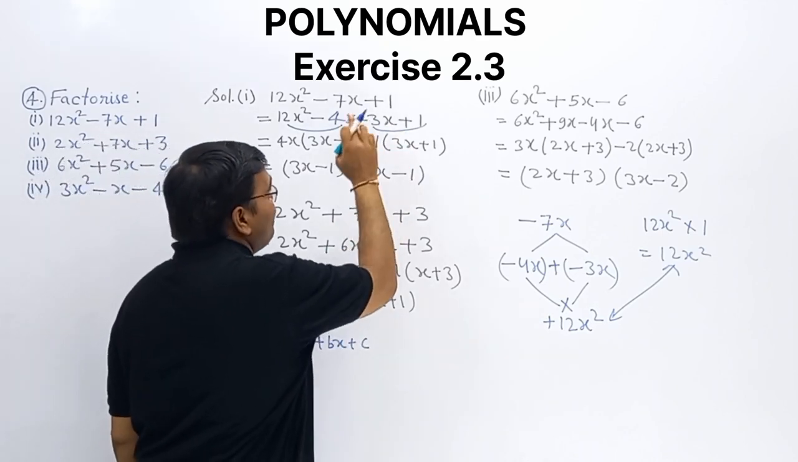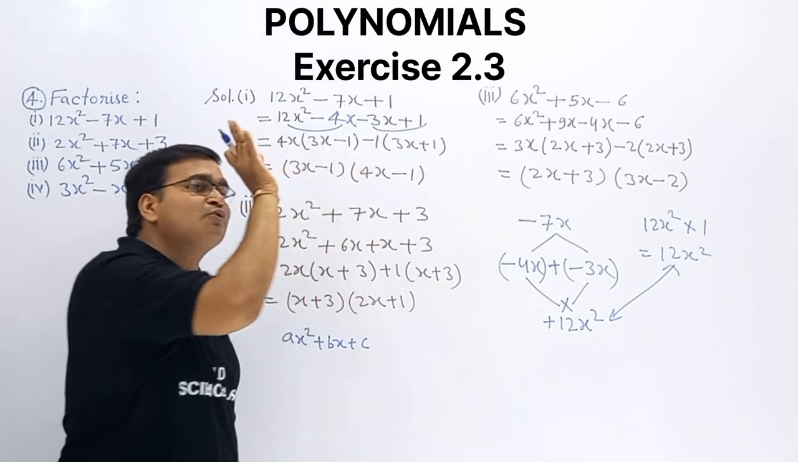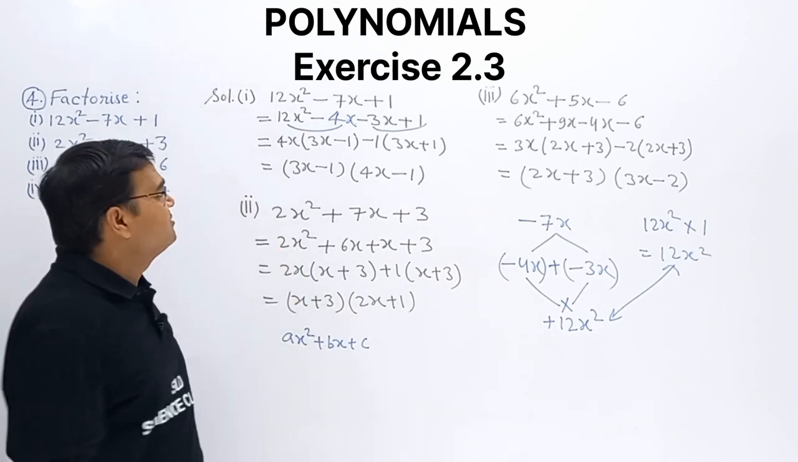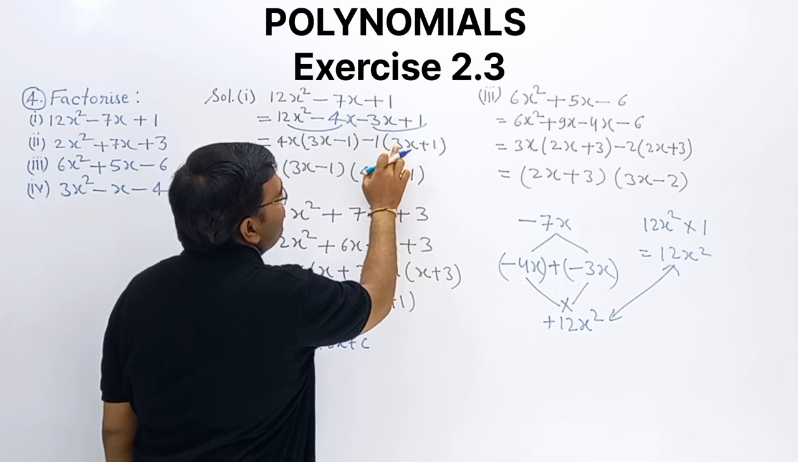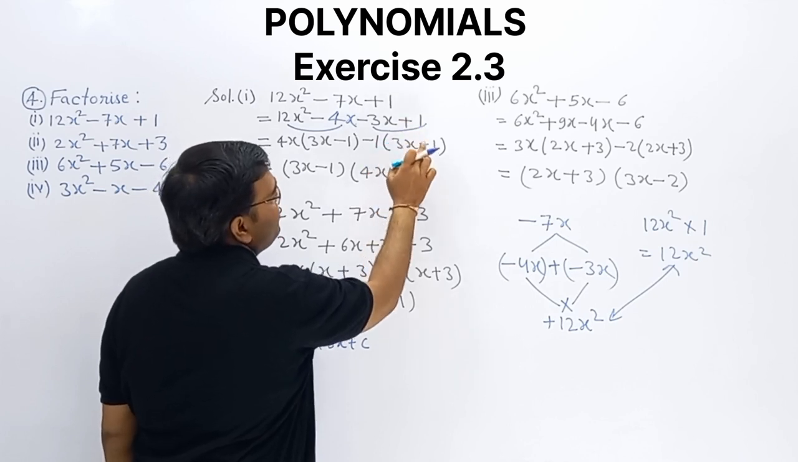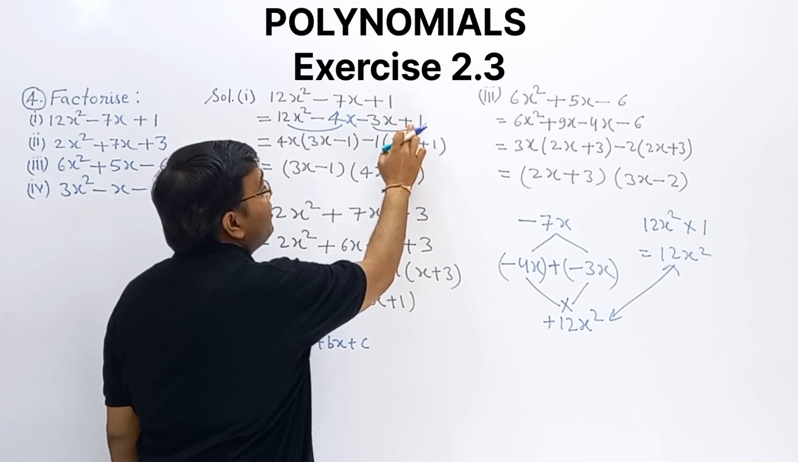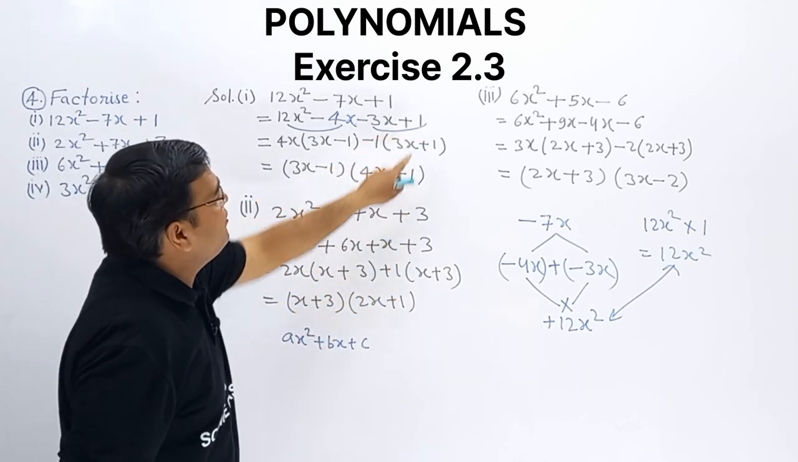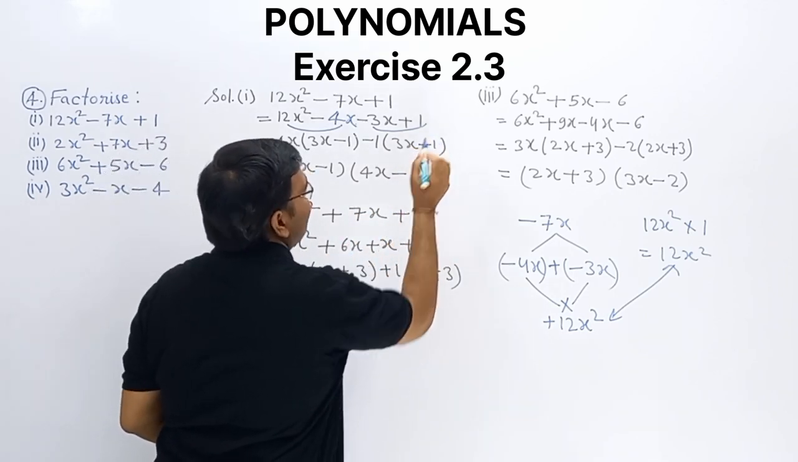There is a minus, so we should take the minus sign. Once we take minus outside, the sign inside the bracket will be changed. Minus 1 I am taking common, so there will be 3x, and this plus will be converted. Observe carefully. This plus will be converted into minus sign, not plus.